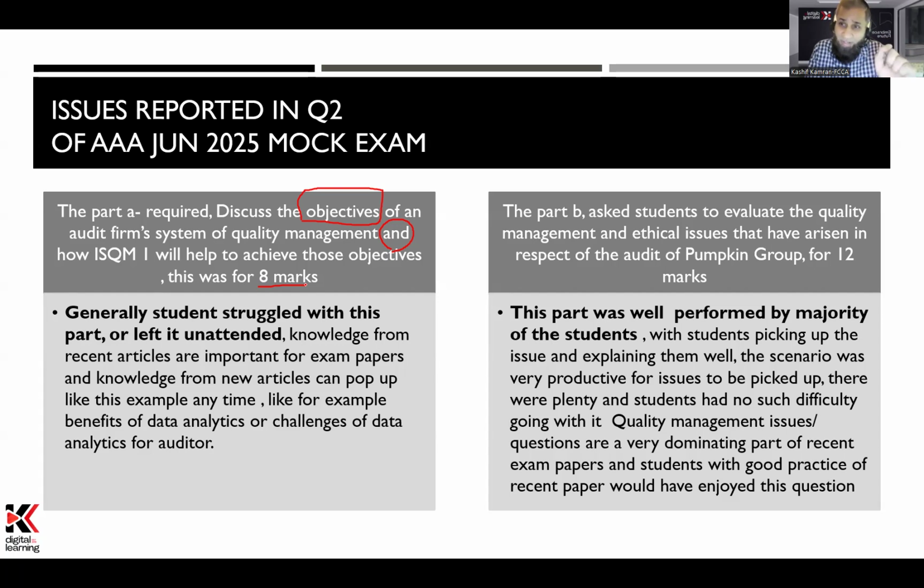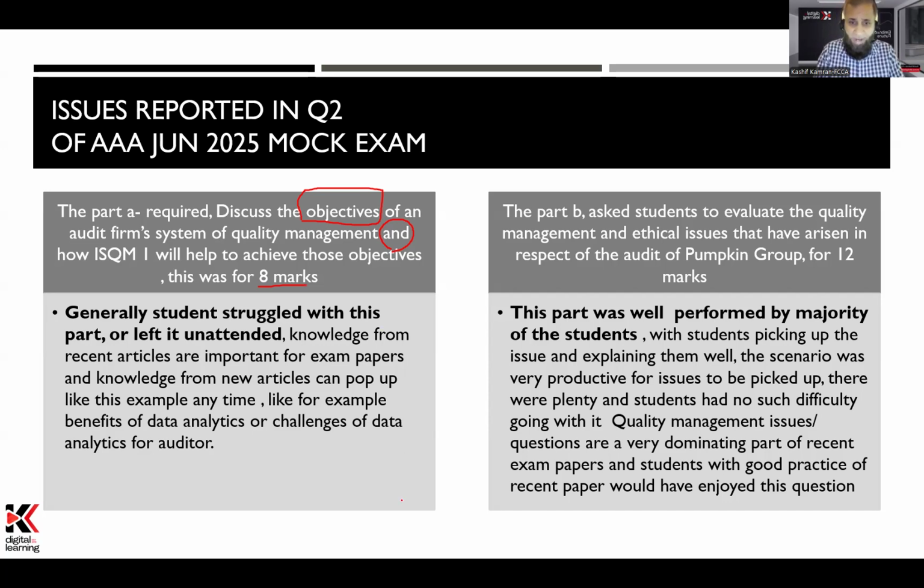The scenario was very productive for issues to be picked up. There were plenty and students had no difficulty going with it. Quality management issues questions are a very dominating part of the recent exam papers, and students should have good practice around it. This is one of the favorite areas of your examining team and still quite potential for the June 25 exams coming up. So part B was very soothing, but part A was difficult. Let me show you some student answers and then show you my answer to part A, because for part B, I'll be sharing a student answer with you, as I've got some excellent answers written by students.